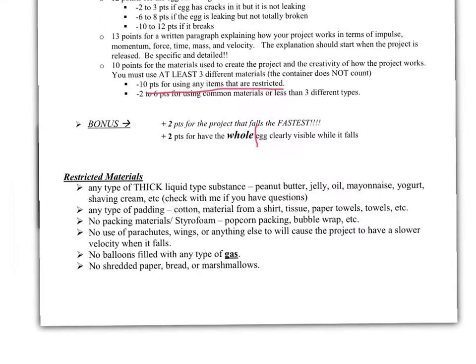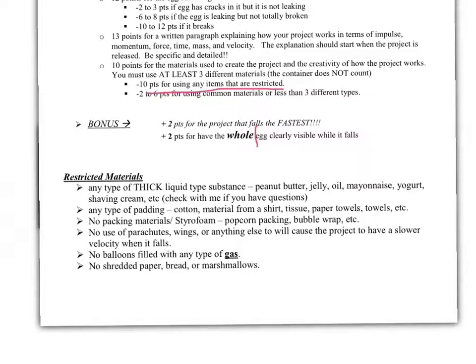Notice the next type here, we say any type of padding, cotton material from shirt, tissue, paper towels. You see, the first two are the typical. You stick an egg in a jar of peanut butter or jelly. You surround an egg with a bunch of cotton balls or paper towels. That's something that you could have done when you're in 5th or 6th grade, probably, or maybe even younger, and made your egg survive. So you need to be unique in how you're making this product.